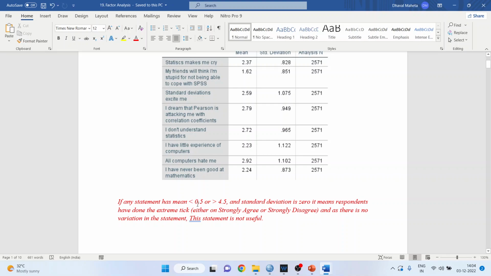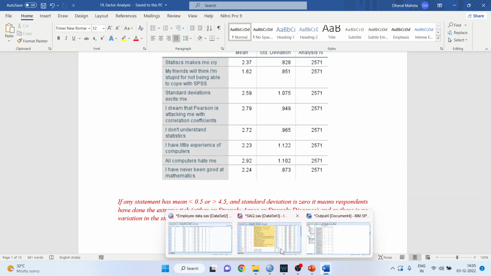If any statement has a mean, you can see here, this is a mean, less than 0.5 or greater than 4.5, and the standard deviation is nearer to 0, it means that the respondents have ticked the extreme option, either strongly agree or strongly disagree. And as there is no variation, the statement is not at all useful. Here the mean is not less than 0.5 or greater than 4.5, and the standard deviation is also not near to 0, and therefore this is a good sign.